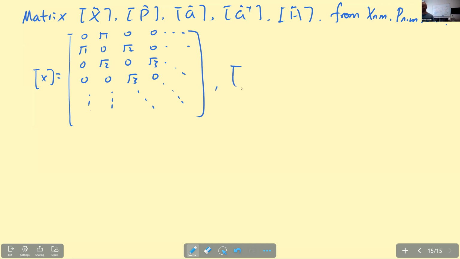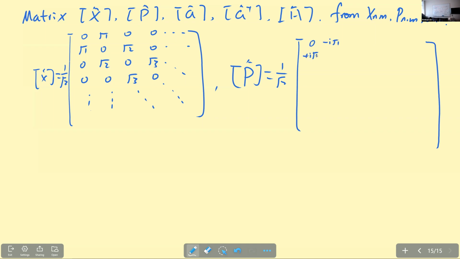And the momentum operator matrix will be 1 over square root of 2 times the matrix element. Again, this is 0, but now this is minus i square root of 1, this is plus i square root of 1, this is 0, and all of this will be 0. This is minus i square root of 2, 0, 0, and 0, plus i square root of 2, 0, and minus i square root of 3, and 0. You can continue this.